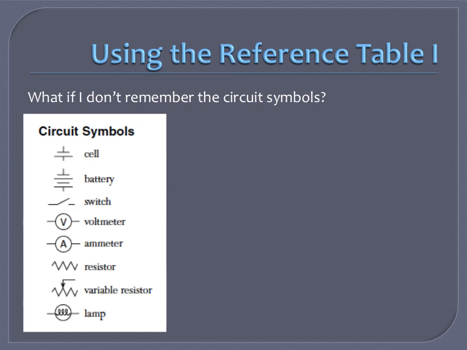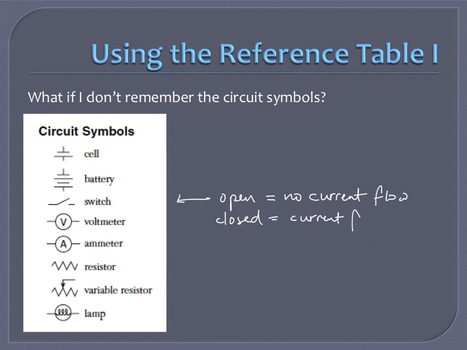Remember, when it's an open switch, then you pretty much cut off the current. Open, no current; closed, current. The next you have the voltmeter, the ammeter, as I said before, and resistors. Variable resistor, we typically don't deal with problems like that. And lamps, which are more prevalent to the labs we've done, but almost similar to a resistor.